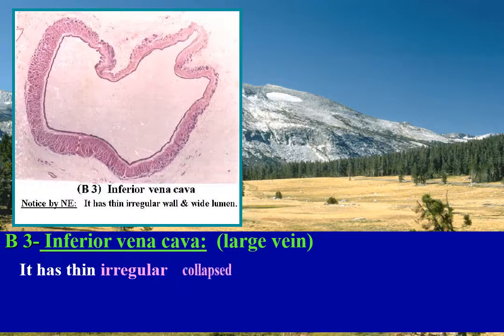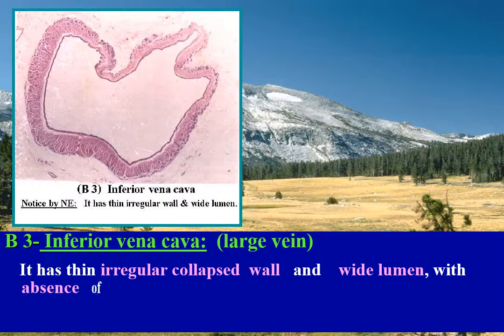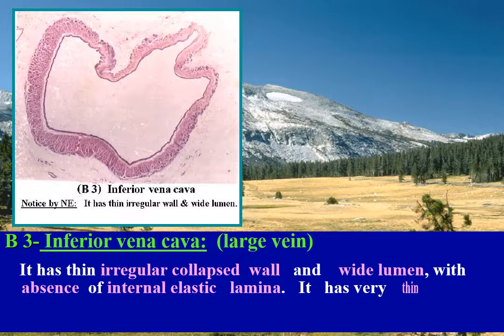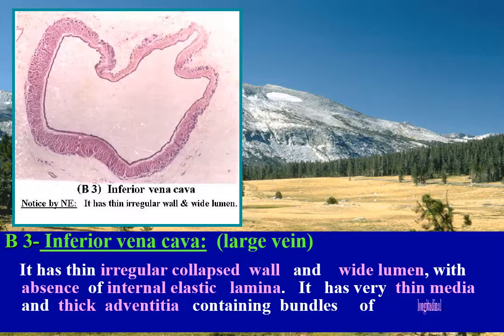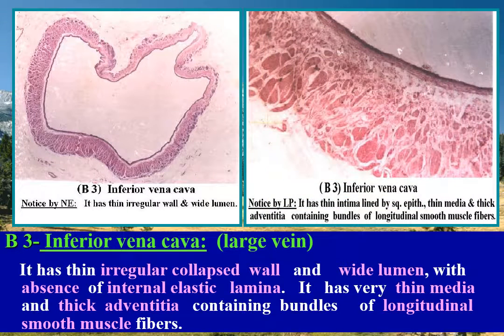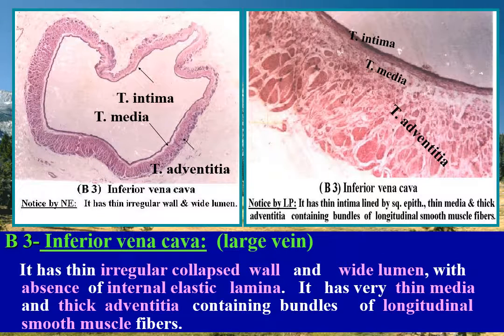By the naked eye, it has a thin, irregular, collapsed wall and wide lumen. By low power, it is formed of the usual three coats: tunica intima, tunica media, and tunica adventitia. It is characterized by the absence of the internal elastic lamina, and thin media and thick adventitia, containing bundles of longitudinal smooth muscle fibers.